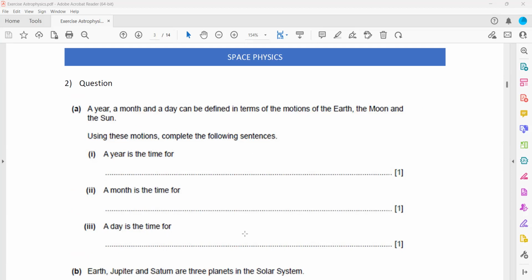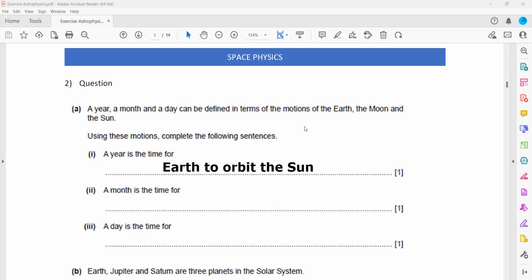A year is the time for what? How do we define a year? It's the time for Earth to orbit the sun. That's good. So here is how much time the Earth takes to orbit the sun. That is a year. And when you're writing, for example, the name of the planets or star, it should be capitalized.